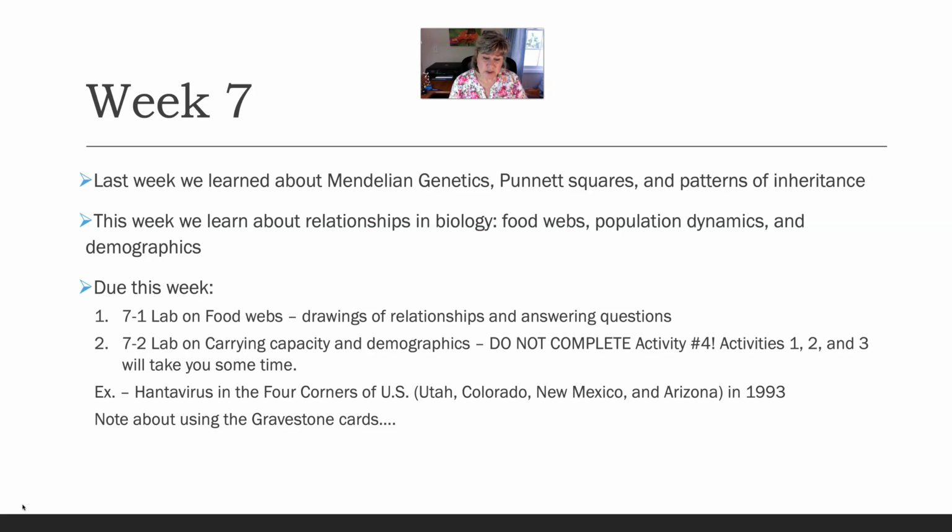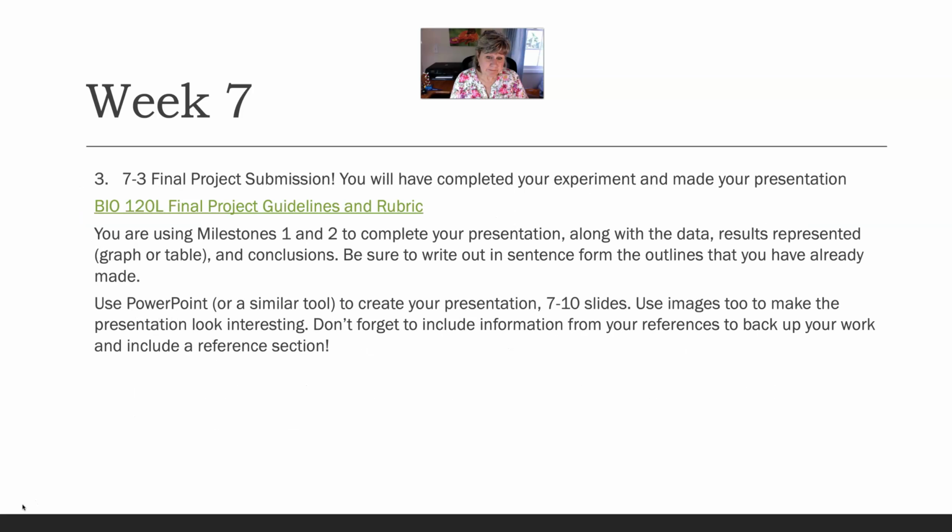I say here, watch out using the gravestone cards because they are put into order according to how old the person is when they die. I think that's how it goes, as I remember correctly. So watch out for the gravestone cards and make sure you're picking the ones that you want to pick. Okay? I hope that makes sense. Just look at them carefully so you pick the right ones.